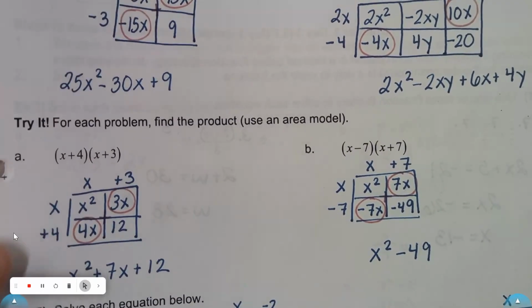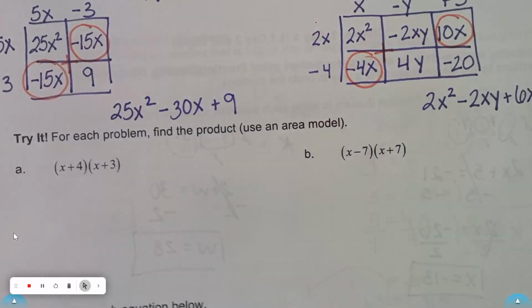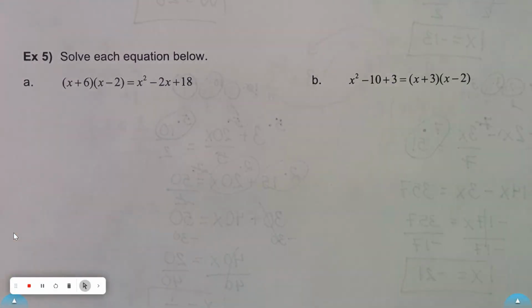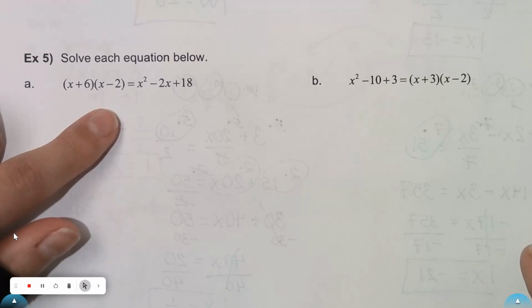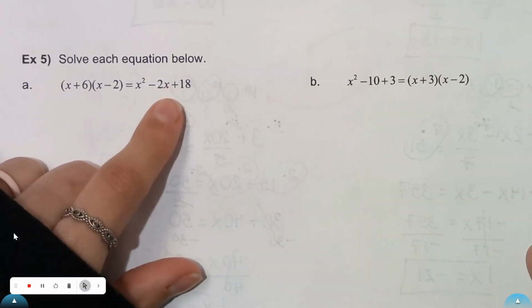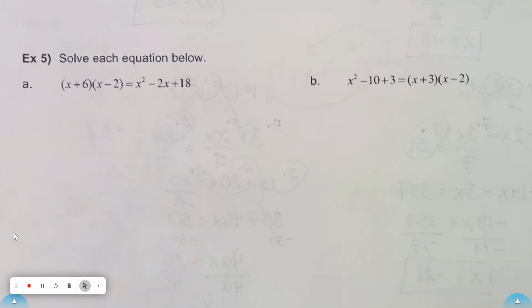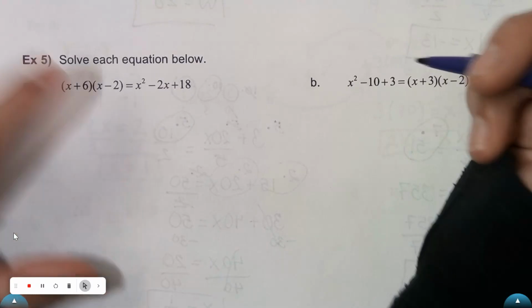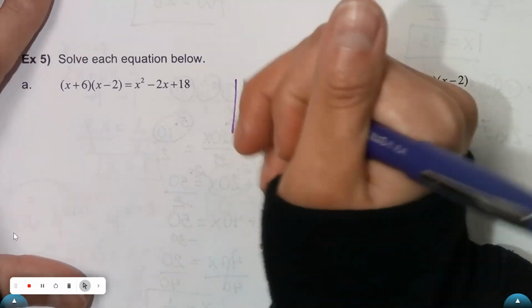Okay, perfect. So there are only 3 types of problems left that we have to do today, and it does require the box, but it also requires some solving. So if I look at the first example, you'll notice that on the left I have this x plus 6 and x minus 2, and then on the right I already have things multiplied out. So what I want to do here is for the left, I want to do the box. Okay, so I'm going to do the box on the side over here.